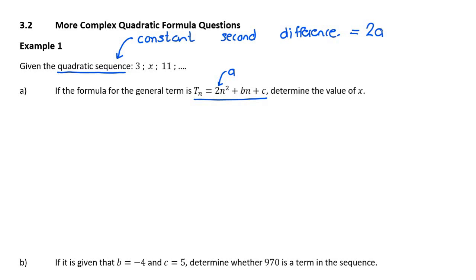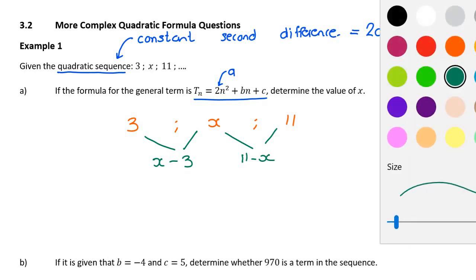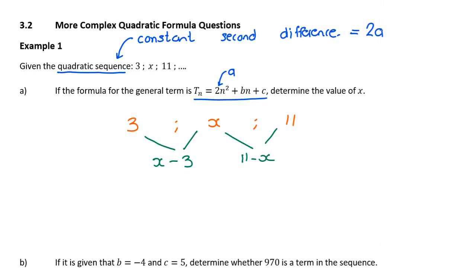So let's go and write down my sequence so far. My sequence is 3, then x, then 11. So I can find my first difference. Well, an expression for it is x minus 3 and 11 minus x. Now if this was a linear sequence, those differences would be equal, because the difference of a linear sequence is constant. Now this isn't, so I'm going to continue. So my second difference is 11 minus x, subtract, and notice you must have the x minus 3 in brackets because you're subtracting the whole thing.